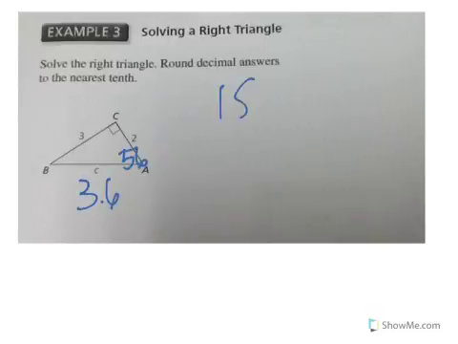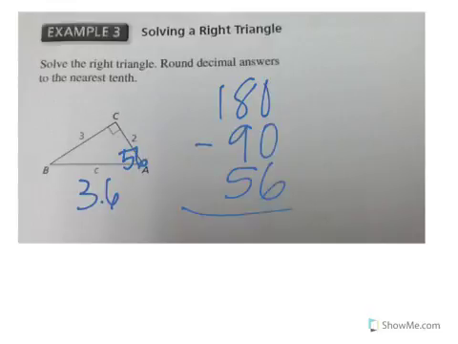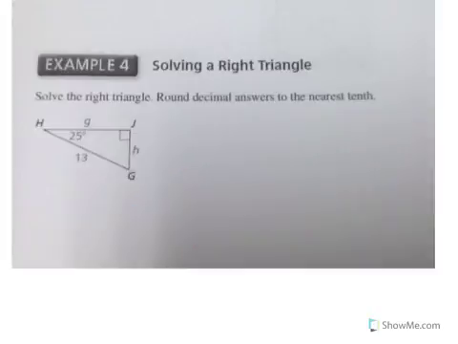If we have 180 degrees in our triangle, and we know one of our angles is 90 and the other angle is 56, then we can find the measure of the last angle, which would be 34 degrees for angle B. That is how we solve the right triangle. We've got all three sides, and we have the measures of all three angles. Let's try another one.